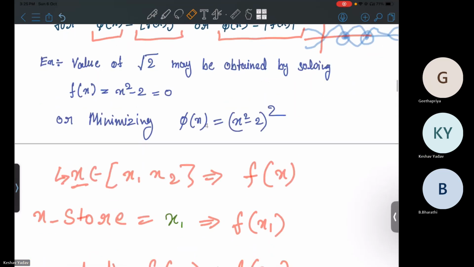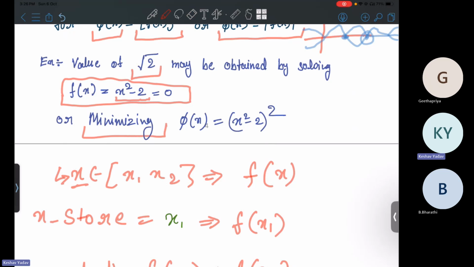Suppose I want to find out the value of root 2, what can I do? I can do this by finding the root of f of x equal to 0, where f of x equal to x square minus 2, or I can solve for minimization of phi of x, where phi of x equal to x square minus 2 whole square.